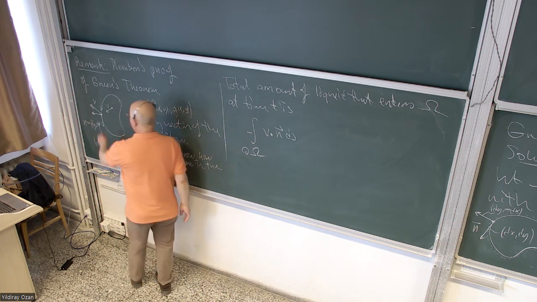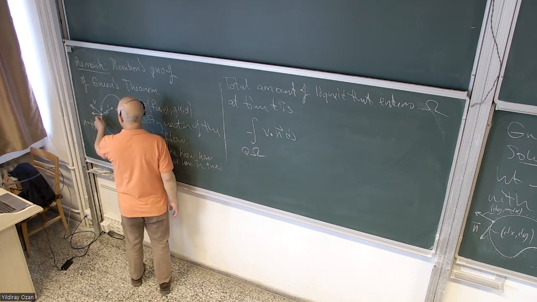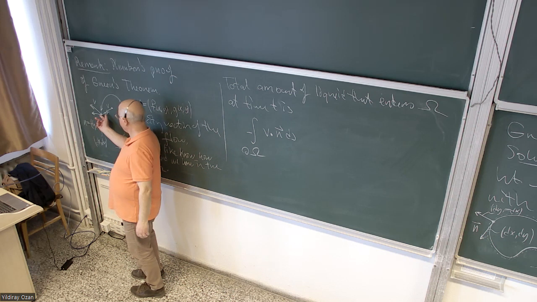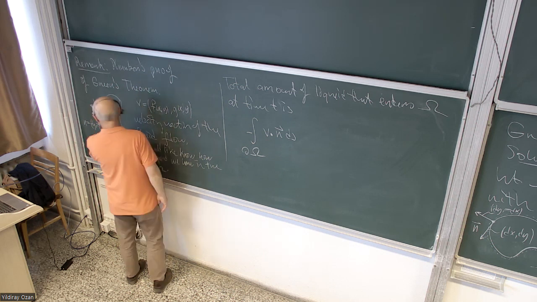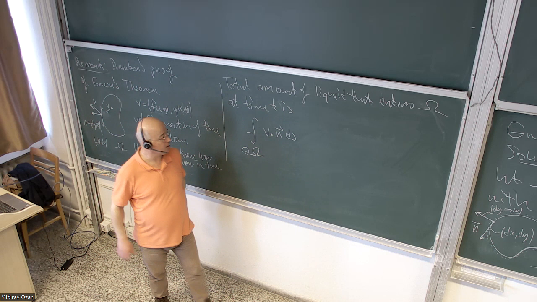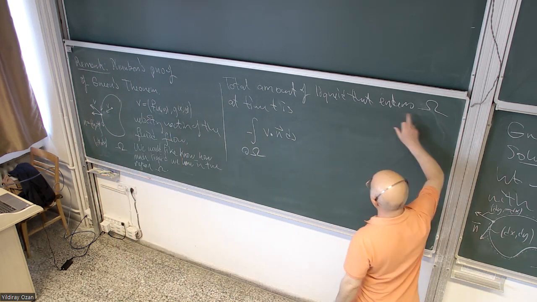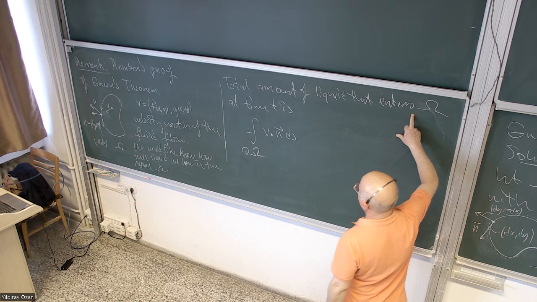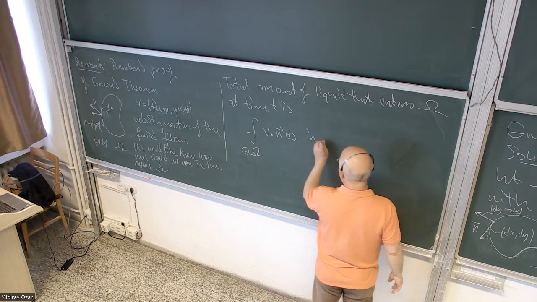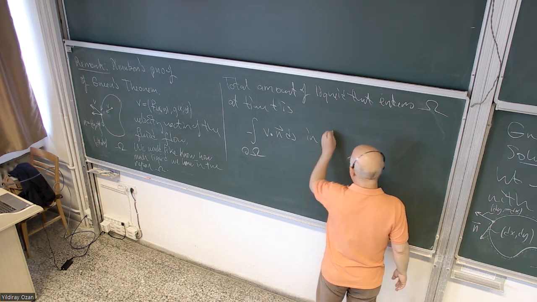And if it is negative, so if V is like this, then the inner product is negative. So we are measuring how much liquid goes inside. So the correct thing is to put the dot product here. So this is the amount of liquid that enters the region omega at time t, in let's say liters per second.